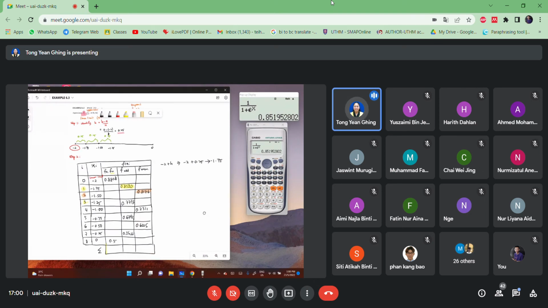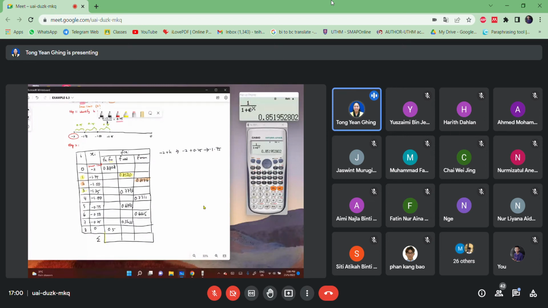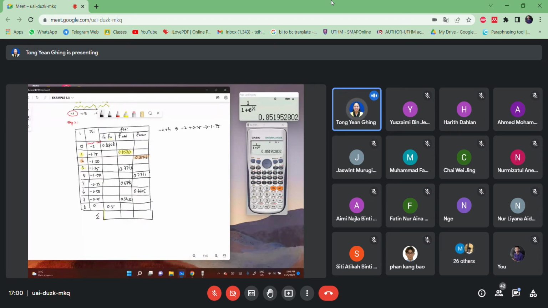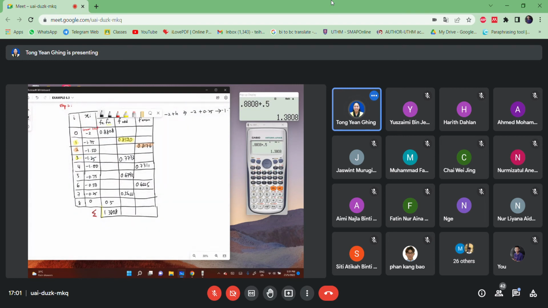Okay, so now we have to do the summation for all of these. From here, 0.8808 plus 0.5, I get 1.3808. And then this one, wait, I ask someone, who can help calculate?